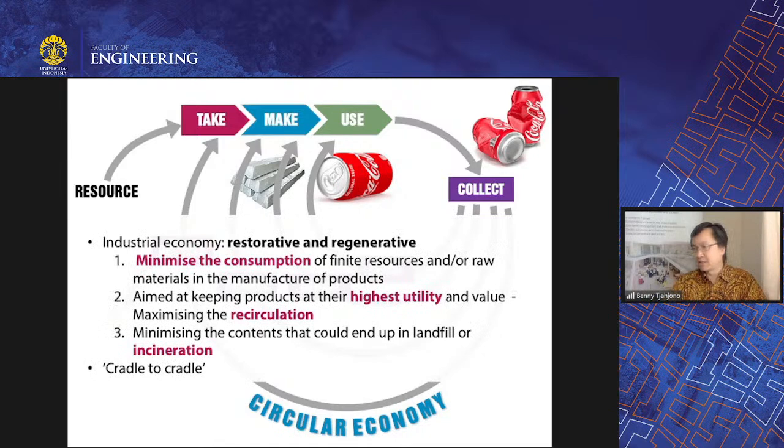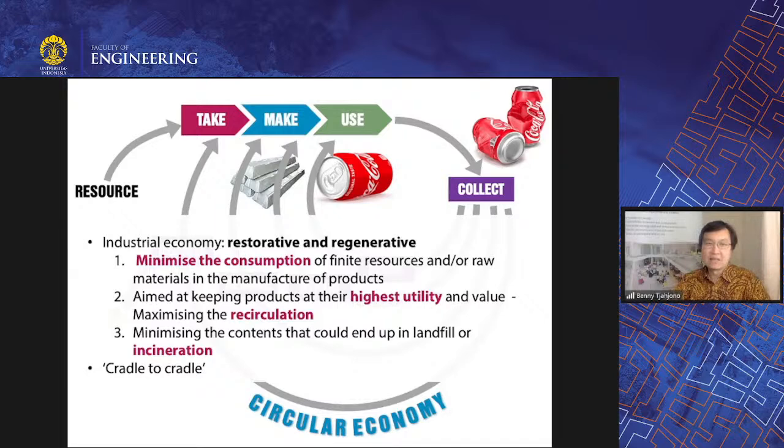So the circular economy, as opposed to the linear economy, is an industrial economy that is restorative, so we can restore, and also regenerative, because we can regenerate. There are three principles of circular economy. The first one is minimization of the consumption of finite raw materials. If we do not need the product now, we had better delay it, because when we delay the production, we reduce the consumption of finite resources.